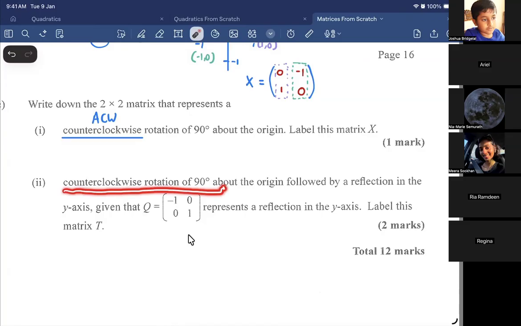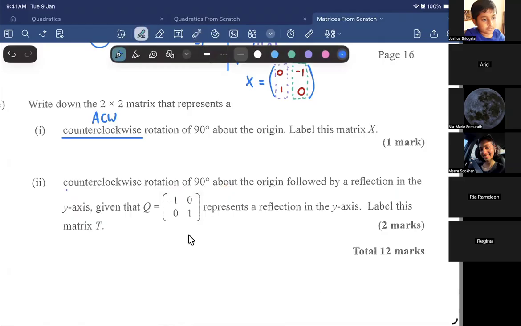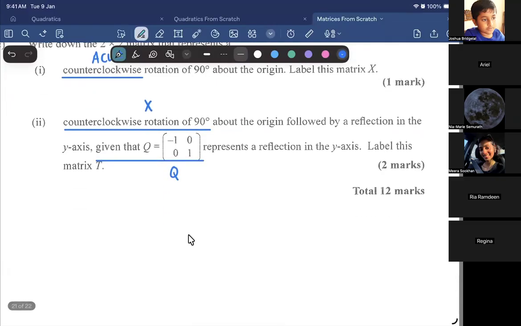If you see counterclockwise rotation of 90 degrees, what are you talking about? Did you see that anywhere else? Yeah, in the first part. Right. So this first sentence here deals with what matrix? According to part 1, what do we call it? X, right? So we have matrix X here, and then it's followed by a what? By a reflection in the y-axis. Right. And they're giving us the matrix for that. That's Q. And they want me to label the combined transformation T.